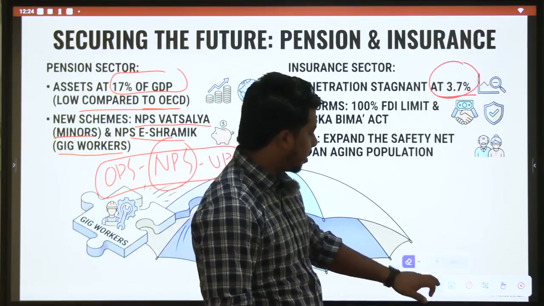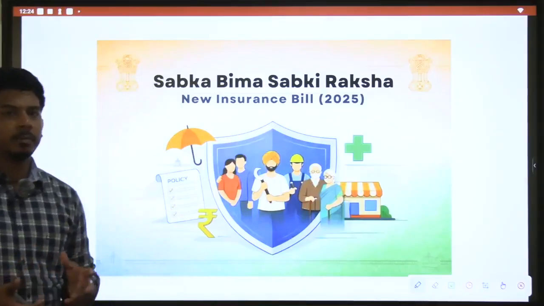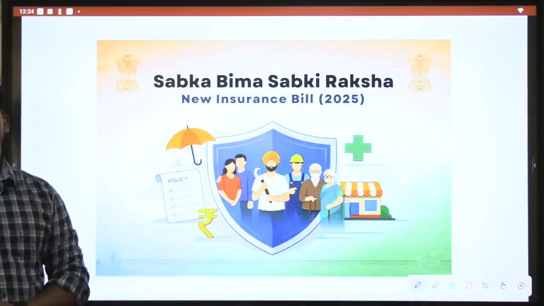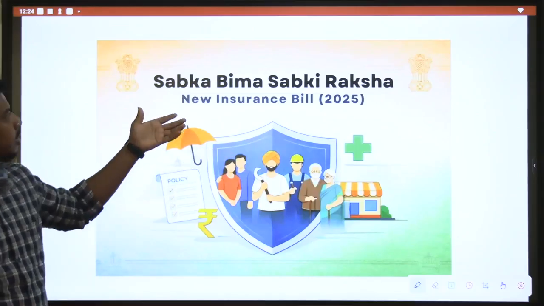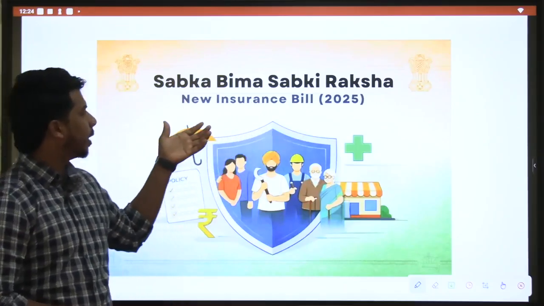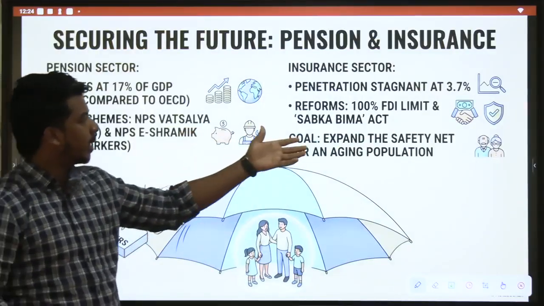Because insurance is very low, now what is government doing? Government has recently brought a new act. You can see here, this is a current affair. Government has brought a new act, which is Sabka Bima, Sabka Raksha, the new insurance bill. Now it has become an act.